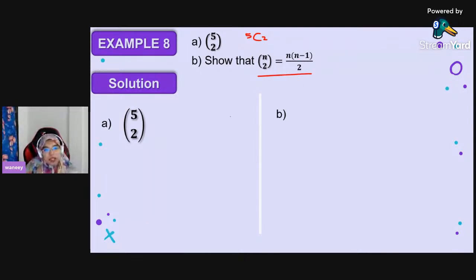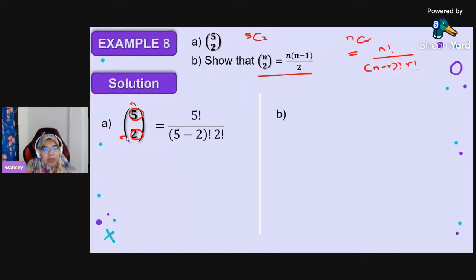Okay, so now let us use the formula for NCR. So NCR is n factorial over n minus r factorial r factorial. Okay, so this is the value of n, this is the value of r. Let us substitute into the formula. So 5 factorial over 5 minus 2 factorial over 2 factorial. Okay, so you simply substitute the n and the r. So simply substitute and then simplify them a little bit. So this is 5 factorial over 3 factorial over 2 factorial.